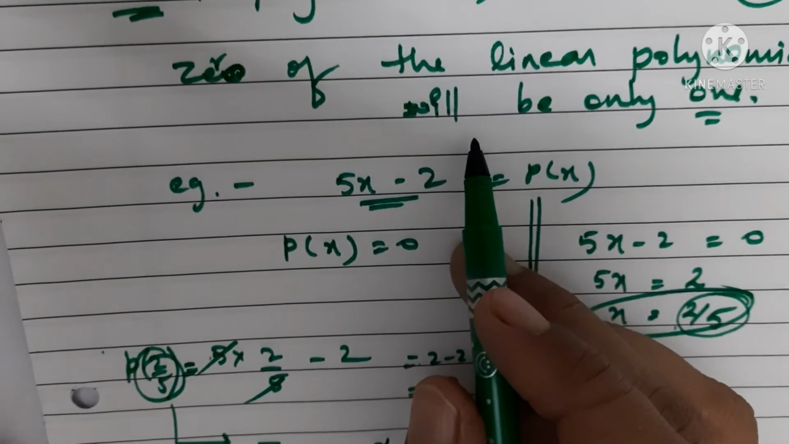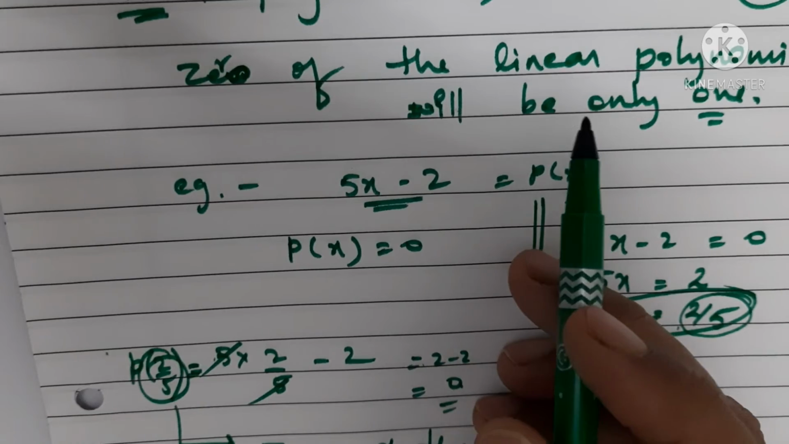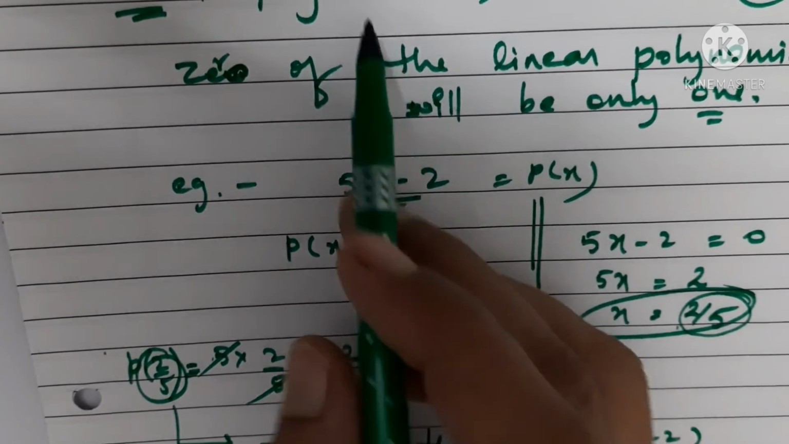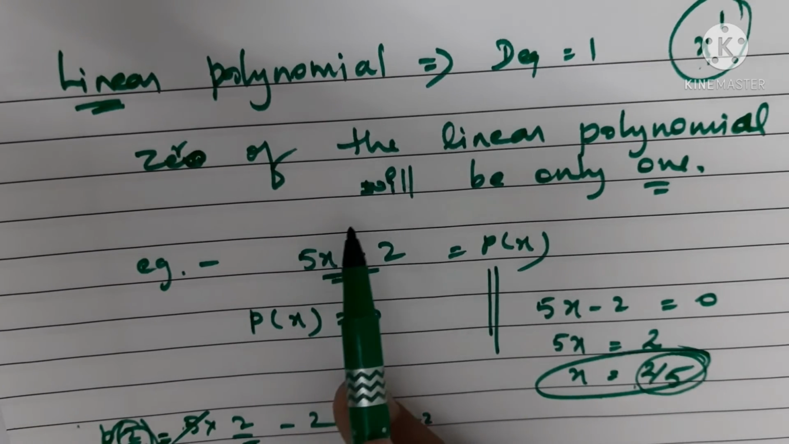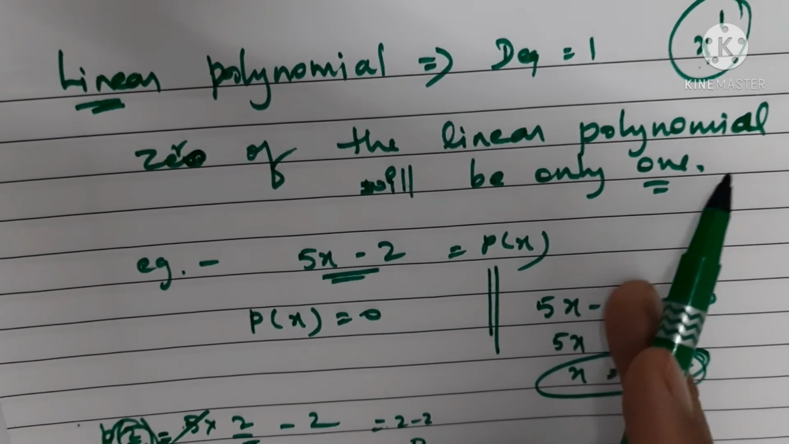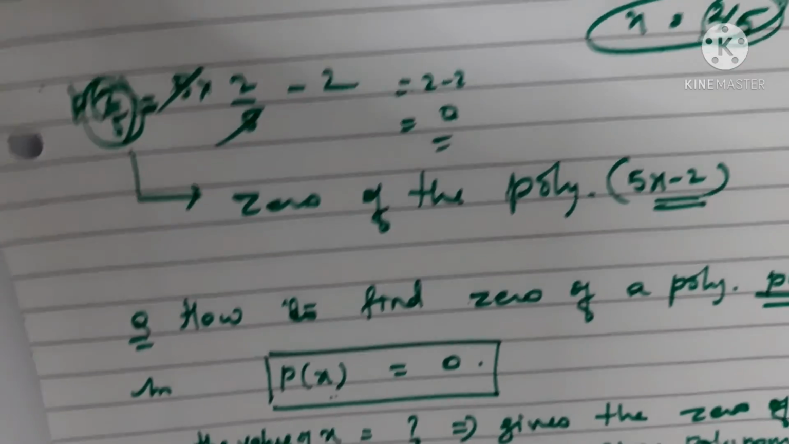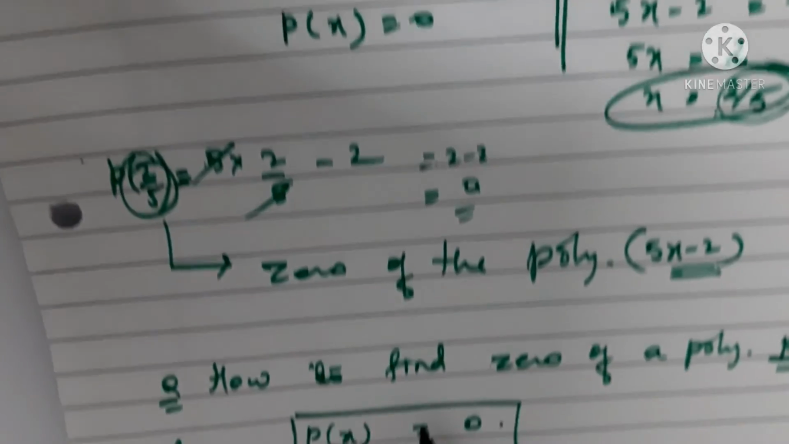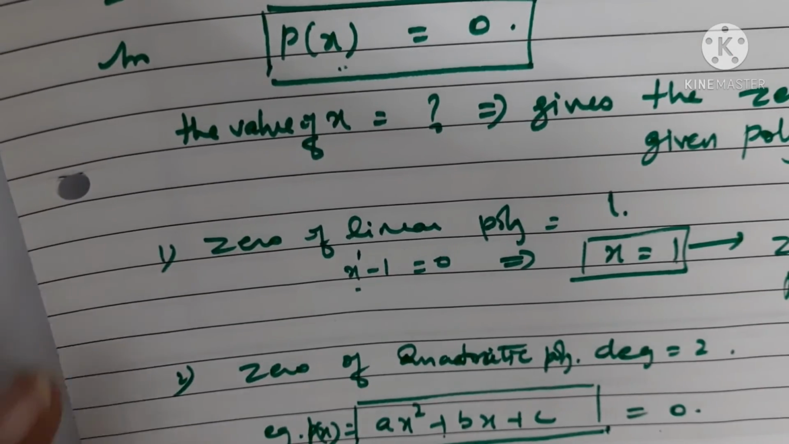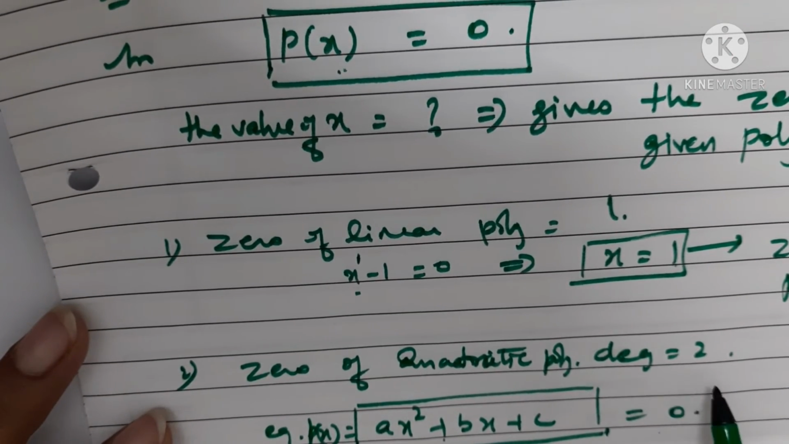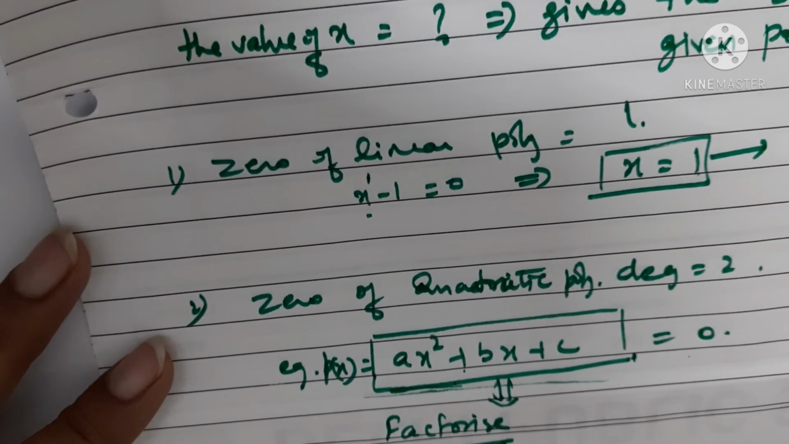Then what we have come to know is that the zero of a linear polynomial is always one. You will have only one zero of a linear polynomial. Why? Because there the degree is only 1. So the zero of a linear polynomial will be only and only one. But in the case of quadratic polynomials, the degree is higher than 1. It means that you will get more zeros of the polynomial in such cases.